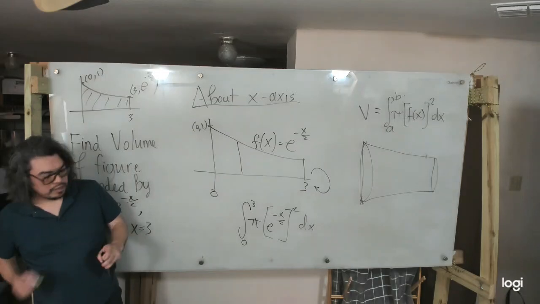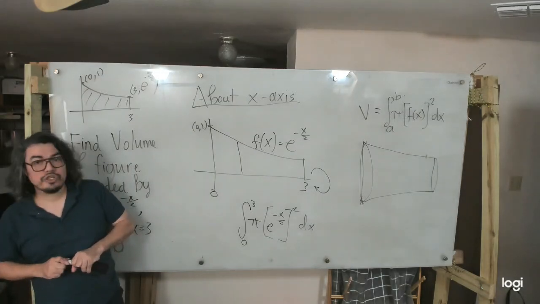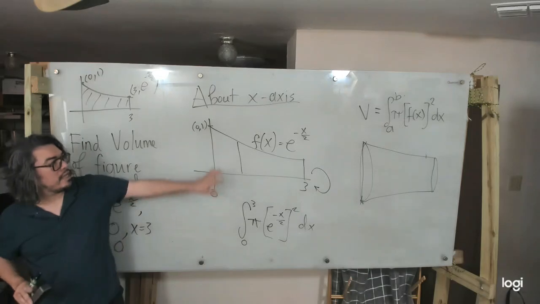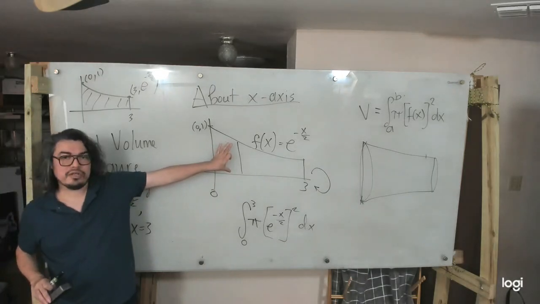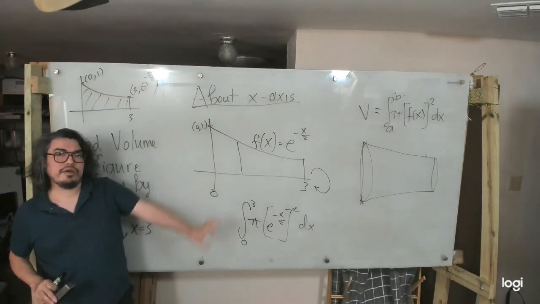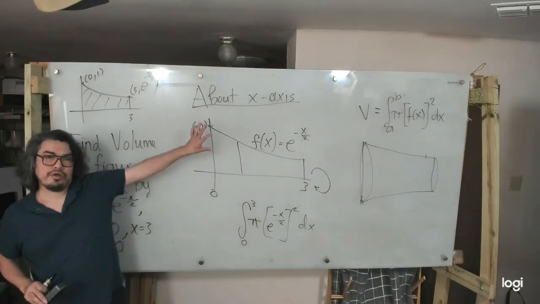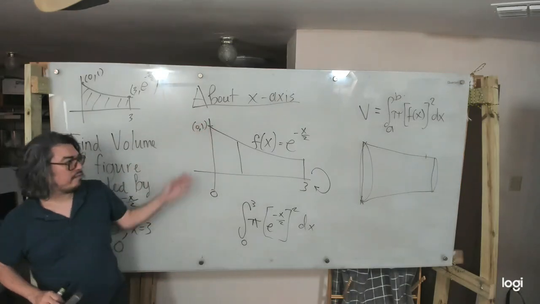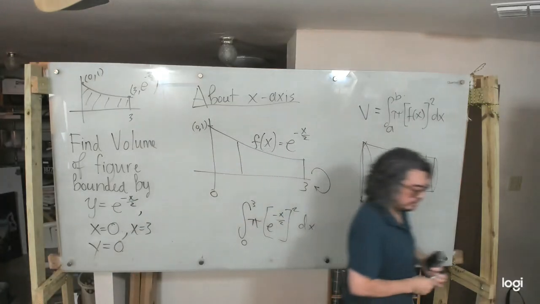And remember, we got a huge simplification here from the fact that the f of x here is just the radius of the function being rotated. So we didn't have to modify it at all.